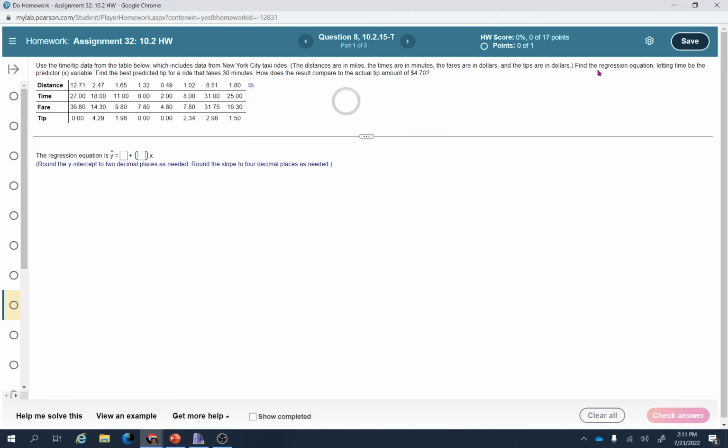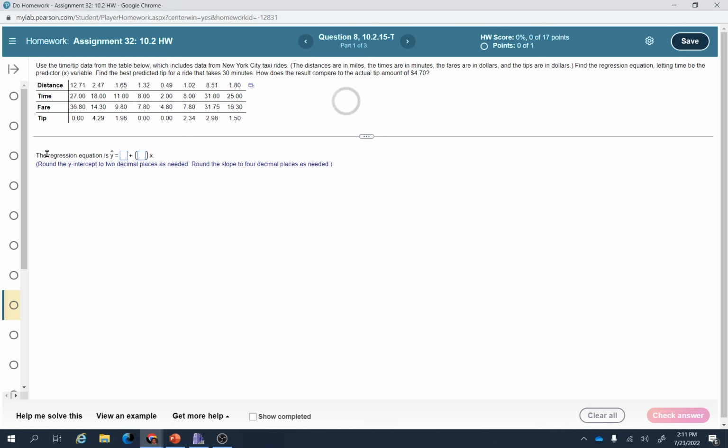Okay. So now after that, find the regression equation and find the best predicted tip for a ride that takes 30 minutes. How does the result compare to the actual tip amount of 4.7? Okay, so the actual tip is 4.7 for 30 minutes. But based on this model, if we would like to predict, then what would be our prediction for a 30-minute ride? That's what we would like to find out.